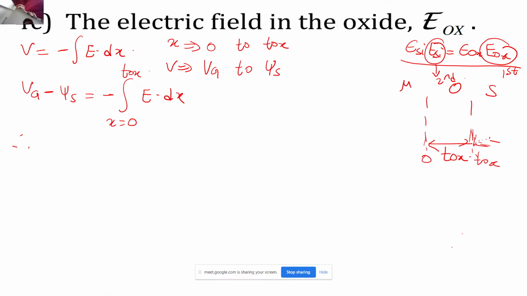So you know Vg minus psi s is what? Vg is Vox plus psi s, so this is nothing but your Vox that you will be getting. So ultimately what you're gonna get is your EOX will be nothing but Vox by TOX, and this is very simple. V is equal to ED, that you had studied in high school physics. So this should not surprise you.